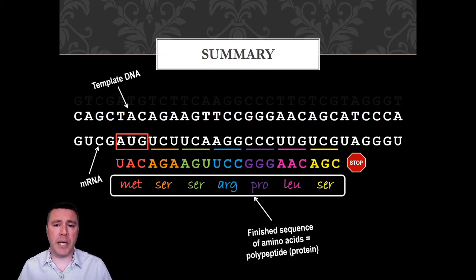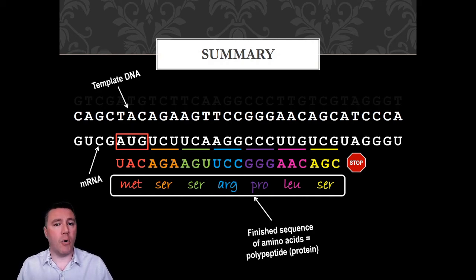A polypeptide is simply a bunch of amino acids linked together. You may remember from that animation that we just watched that the bond between amino acids is called a peptide bond. So if I have many peptide bonds, because there are many amino acids linked together, that's what a polypeptide is.